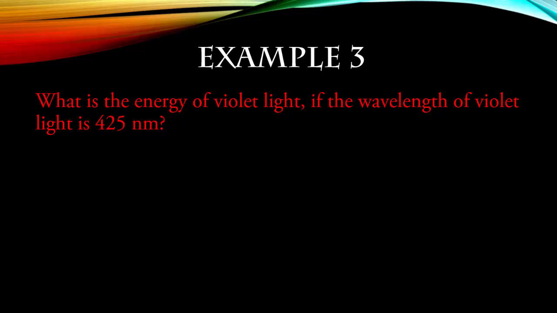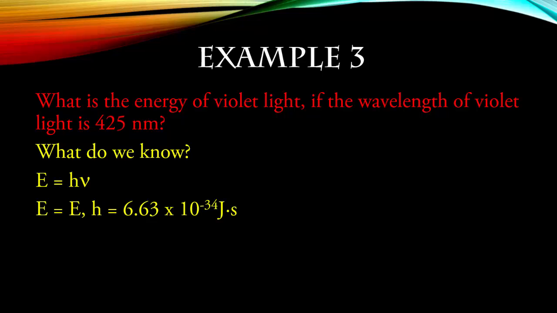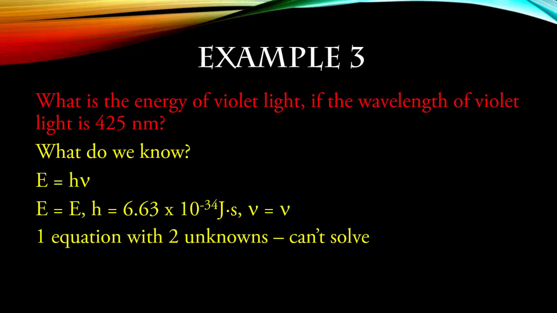Okay, let's go to example 3. Violet light has a wavelength of 425 nanometers. What is the energy of a photon? What do we know? Well, E equals h nu. Here, the energy is unknown, so E equals E. h is a constant, so we know that value, 6.63 times 10 to the minus 34th joules per second, and nu equals nu. We don't know the value of the frequency. So now we have one equation with two unknowns. So obviously this can't be solved.